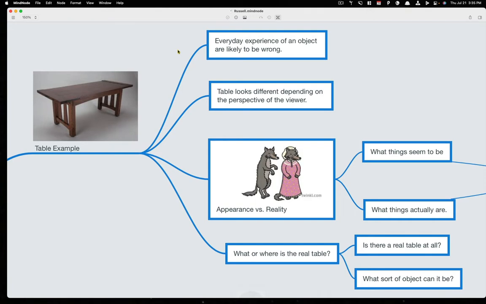And we might say, well, is your everyday experience of this table correct? And what someone like Russell and Descartes and others might say is it's probably wrong, or it's very likely to be wrong. And you say, well, how could my experience of that table be wrong? And I say, well, let's imagine you're standing in front of this table, and I just asked you to describe it with your naked senses.